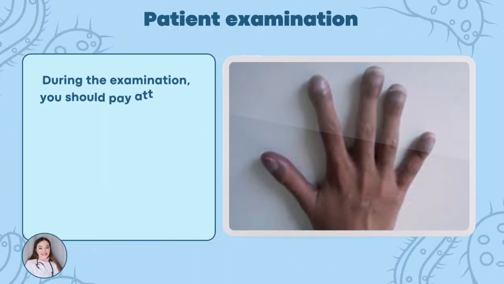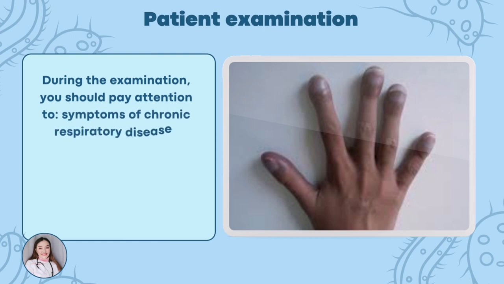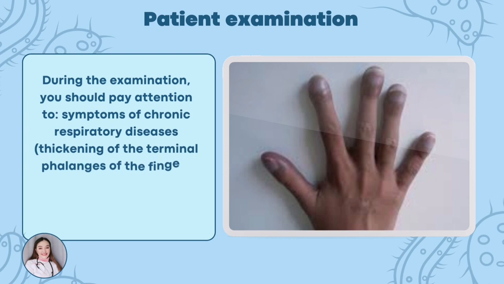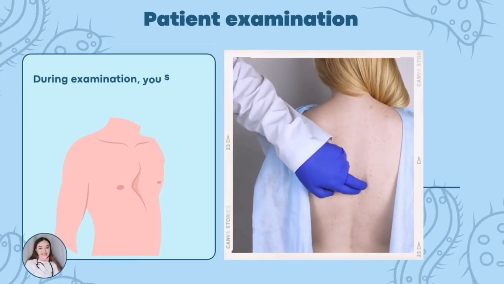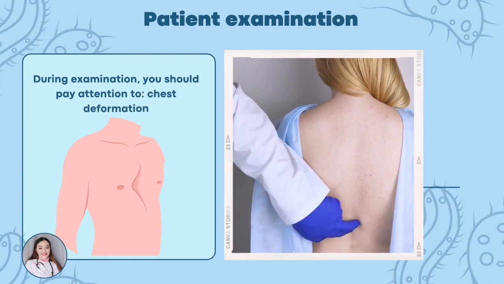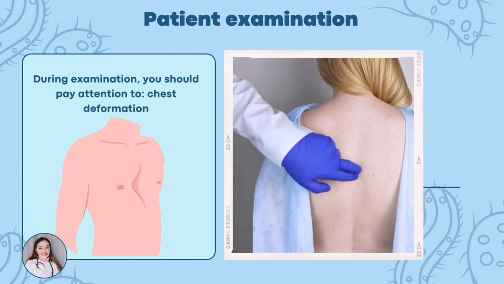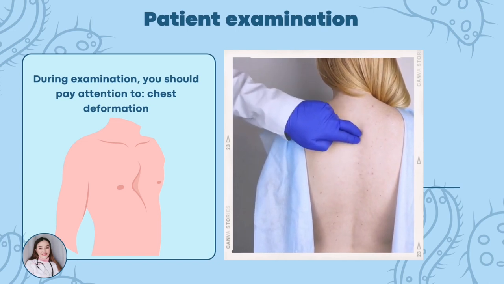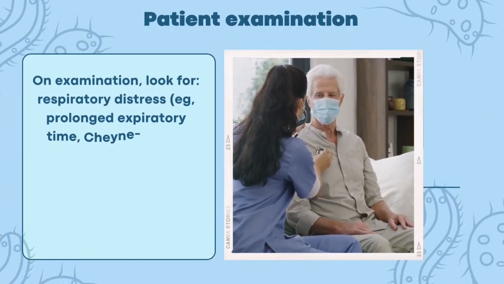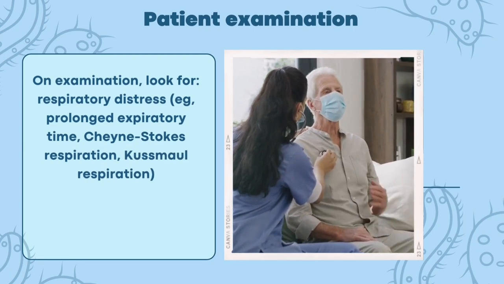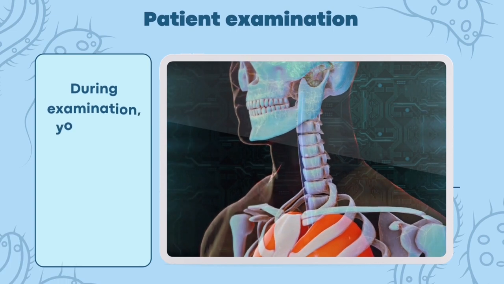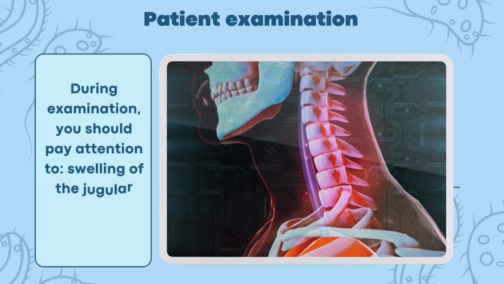During the examination, you should pay attention to symptoms of chronic respiratory disease, thickening of the terminal phalanges of the fingers like drumsticks, and swelling of the feet. You should also pay attention to chest deformation. Look for respiratory distress, prolonged expiratory time, Cheyne-Stokes respiration, Kussmaul respiration. Pay attention to swelling of the jugular veins.